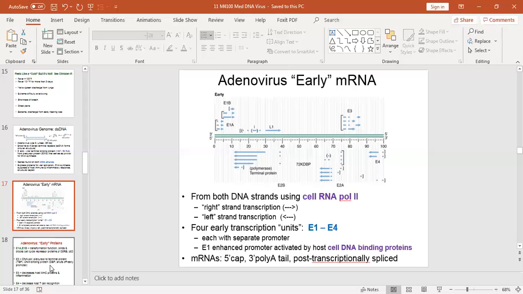The E1 unit has an enhanced promoter that also gets activated by host cell DNA binding proteins. So there are proteins in the host cell that bind DNA. Upon binding, those proteins activate the promoter for the E1 transcription unit. The messenger RNAs produced have a 5' 7-methylguanine cap and a 3' poly A tail, and after transcription they will be spliced to make a group of proteins. So we call it post-transcriptionally spliced.